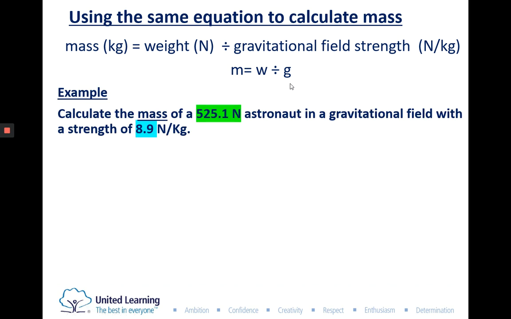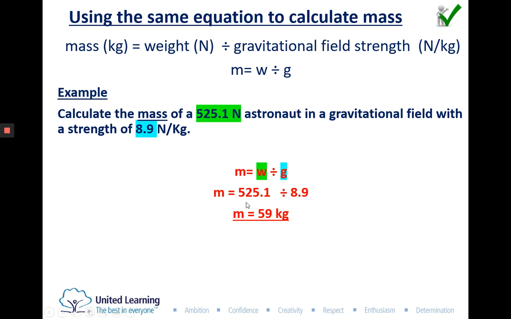For example, calculate the mass of a 525.1 newton astronaut in a gravitational field strength of 8.9 newtons per kilogram. So what do we do here? Mass equals weight divided by gravity. So you do the weight, the green one, divided by the blue one, which is the gravitational field strength. And you go to your calculator and you should find the mass equals 59 kilograms.